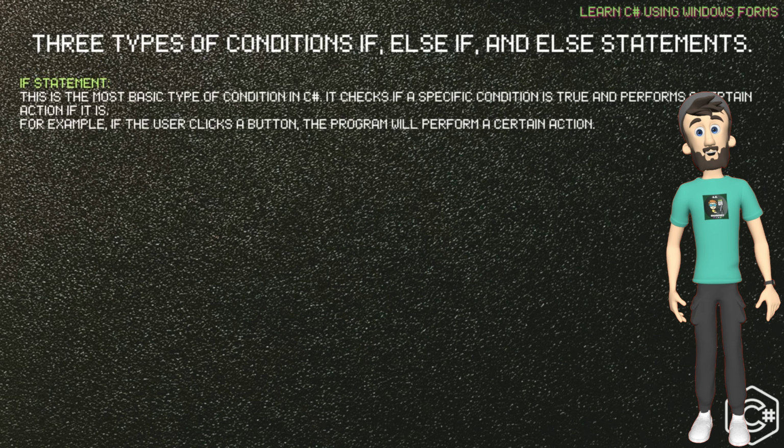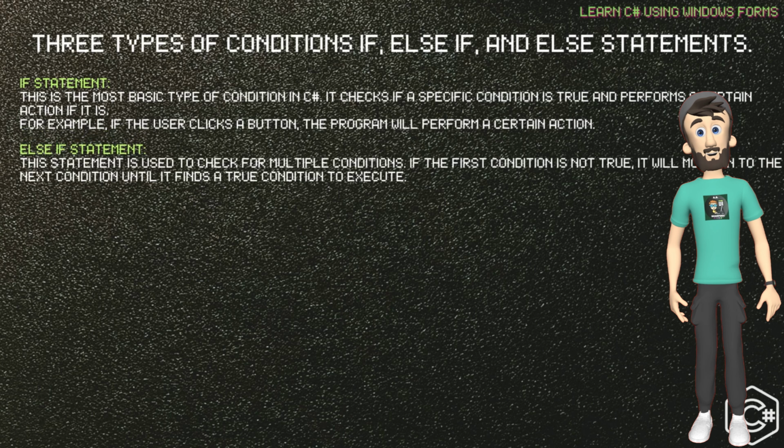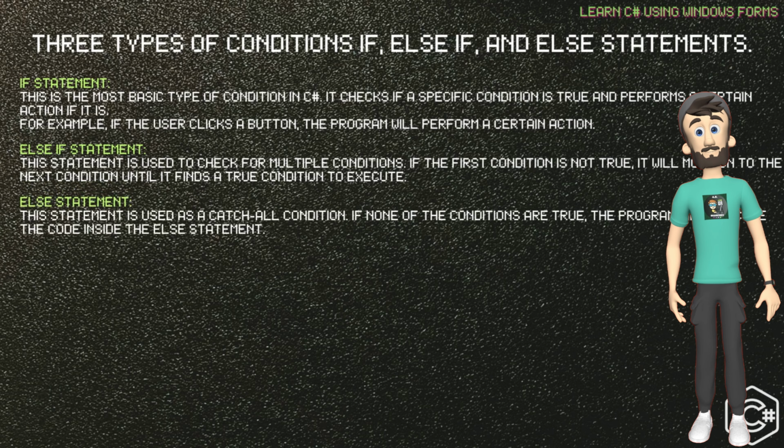If statement, this is the most basic type of condition in C#. It checks if a specific condition is true and performs a certain action if it is. For example, if the user clicks a button, the program will perform a certain action. Else if statement. This statement is used to check for multiple conditions. If the first condition is not true, it will move on to the next condition until it finds a true condition to execute. Else statement. This statement is used as a catch-all condition.